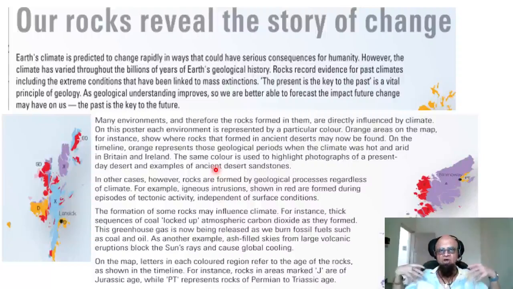Sea level is changing, continents are moving, and different kinds of rocks are forming and keeping the signatures of temperature and so on and so forth. In other cases, however, rocks are formed by geologic processes regardless of climate. For example, igneous intrusions from under the earth, shown in red here, are formed during episodes of tectonic activity. When plates move and open up or come together, they can force igneous material to come out, hot flowing lava, which is going to produce rocks that have nothing directly to do with climate, independent of the surface conditions that are related to climate.